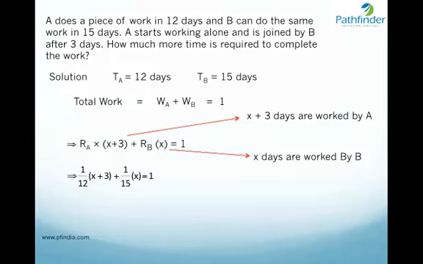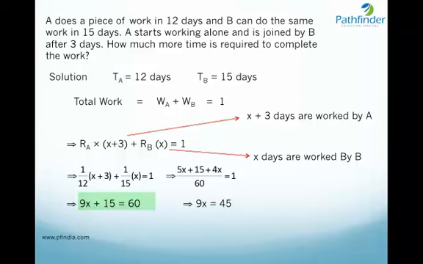So we simplify this equation. We substitute the value of RA as 1 by 12 into X plus 3 plus 1 by 15 into X is equal to 1. On simplifying this further, we get 9x plus 15 is equal to 60, and finally 9x is equal to 45, which yields the value of X as 5 days. So A starts by working alone and is joined by B after 3 days. Now, because the number of days worked by B is also the extra time required to complete the work, therefore 5 days more are required to complete the work.